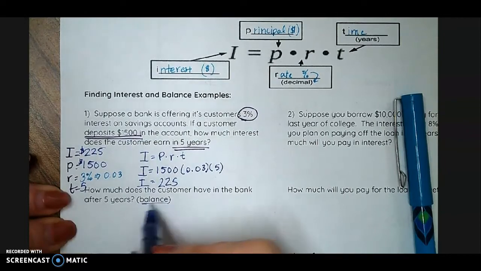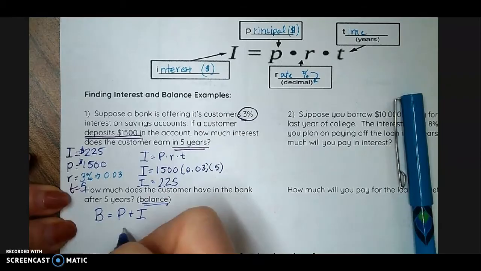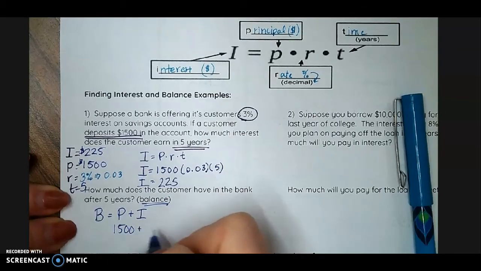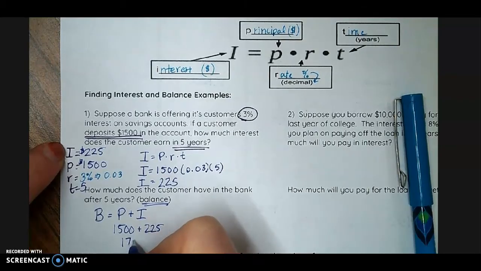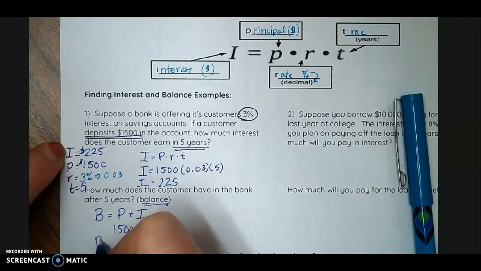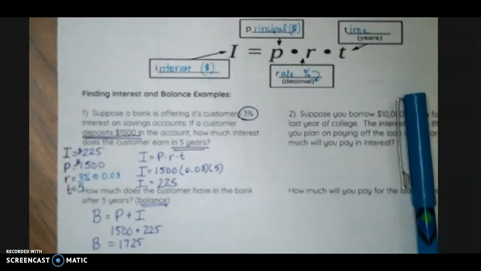Now it asks me to find my balance. So my balance is my principal plus my interest. In other words, the amount of money I started with plus the interest in dollars that I just made. So that means that in my account right now, my balance, the amount of money I have, is $1,725.